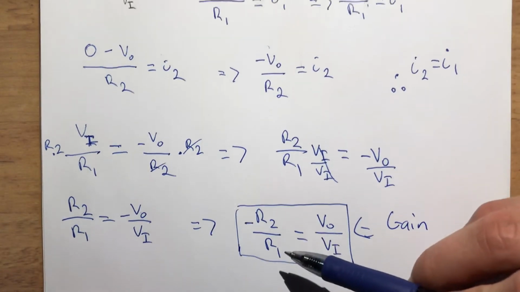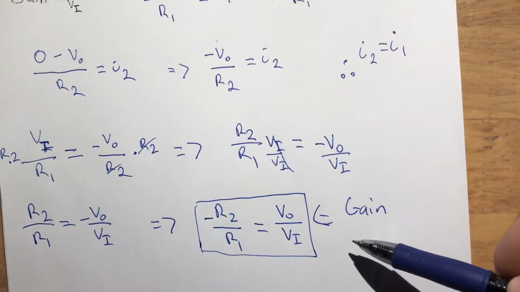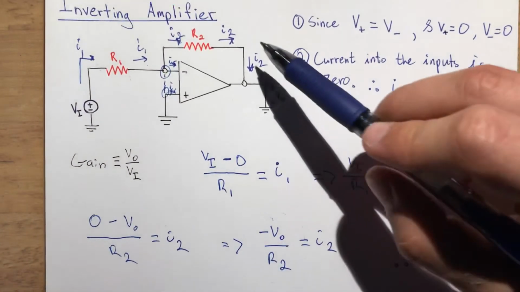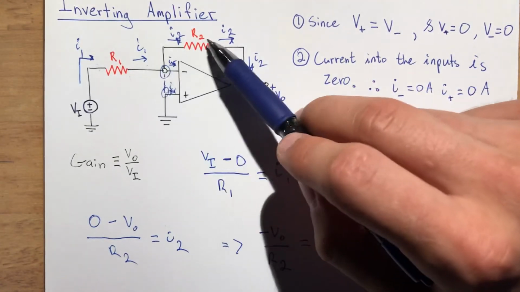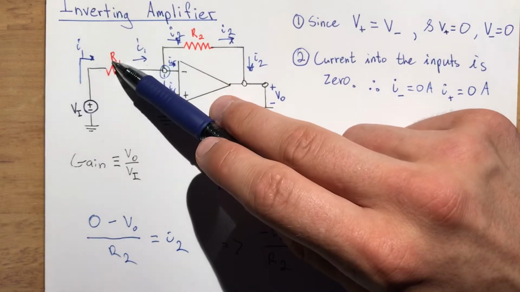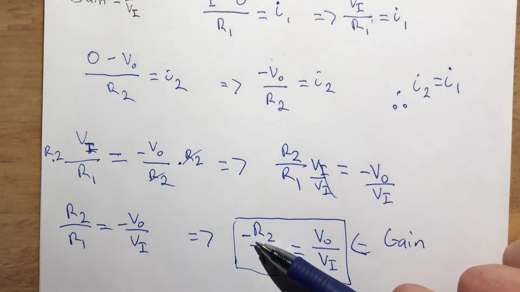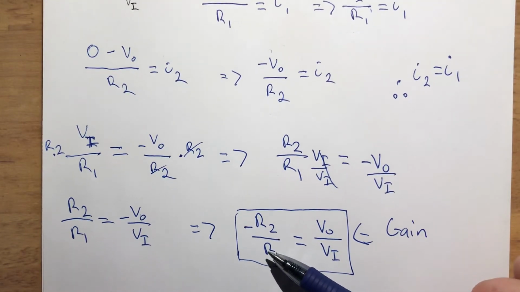What does that mean? That means that the gain of this amplifier is determined by the ratio of the two resistors. This resistor divided by that resistor, and there's a negative in front of it, that's why it's called an inverting amplifier.